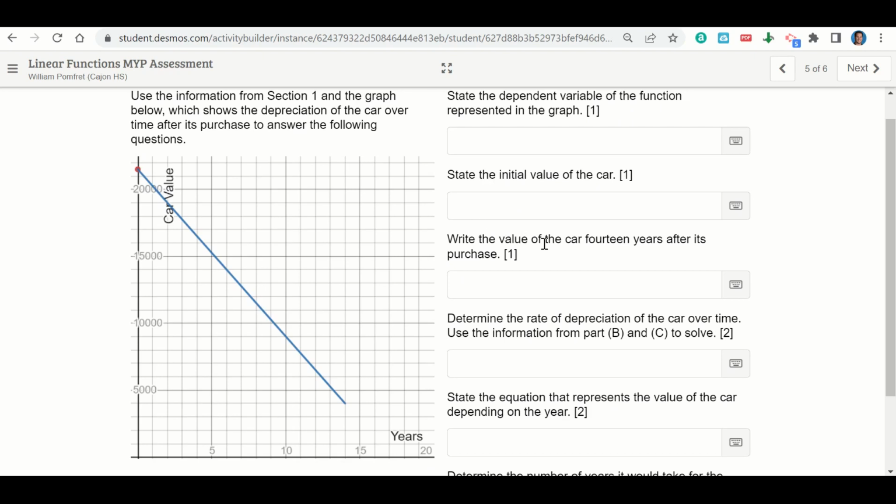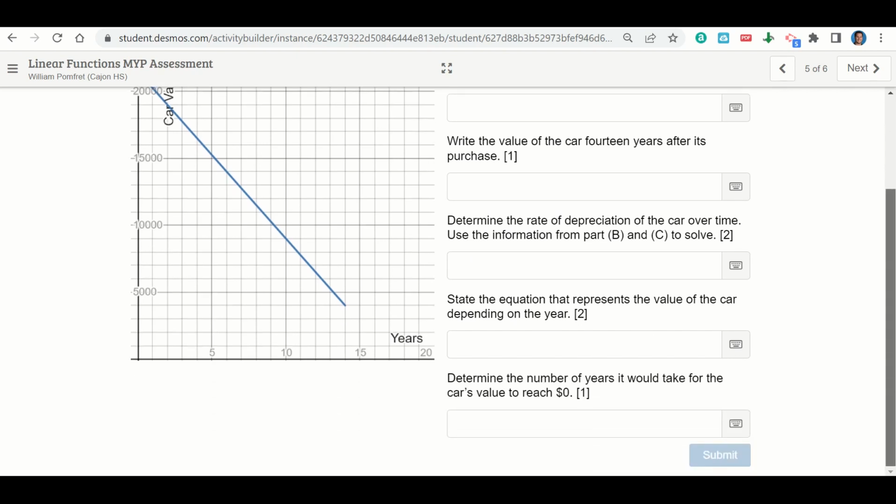Write the value of the car after 14 years. Determine the rate of depreciation. So how fast is the value dropping? State the equation that represents the value of the car depending on the year, and determine the number of years it would take for the car's value to reach 0. So when would it reach 0?